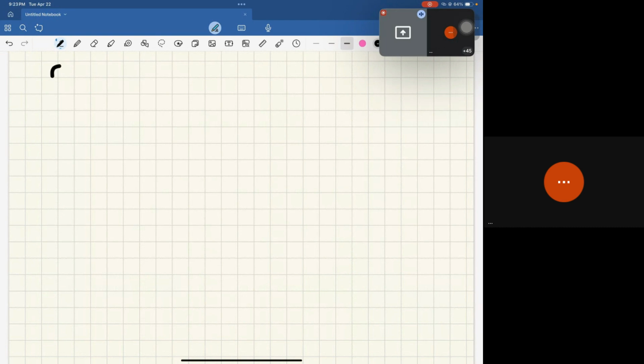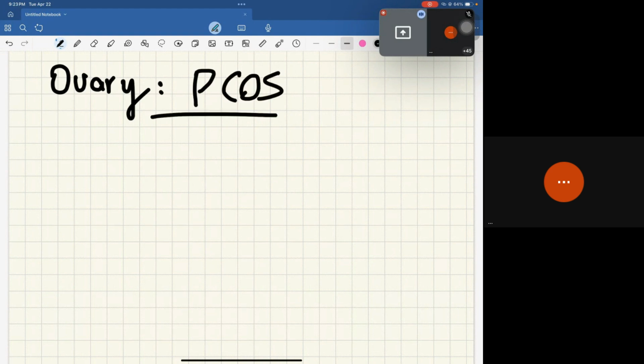Now let us move on to the ovary. The first most important disease of the ovary is PCOS, polycystic ovarian syndrome or polycystic ovarian disease. Does anyone have any knowledge of why PCOS occurs? Multiple follicles occur in the ovary.